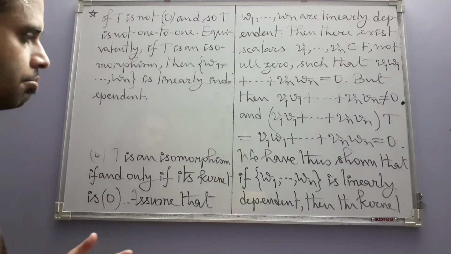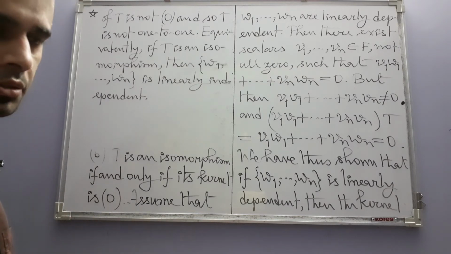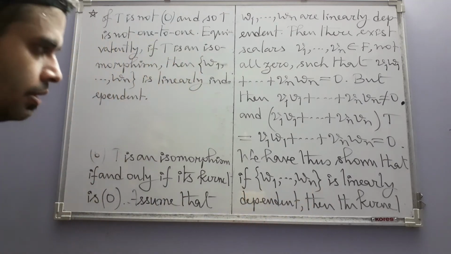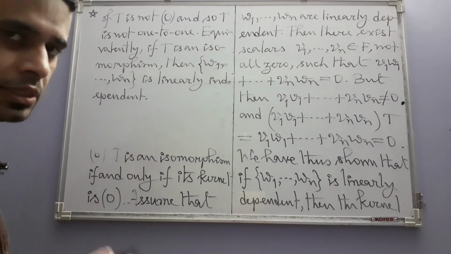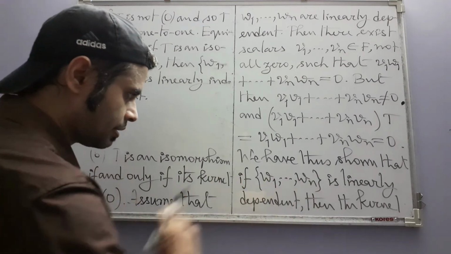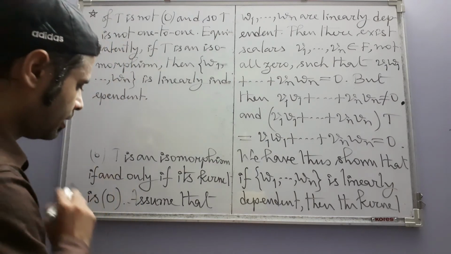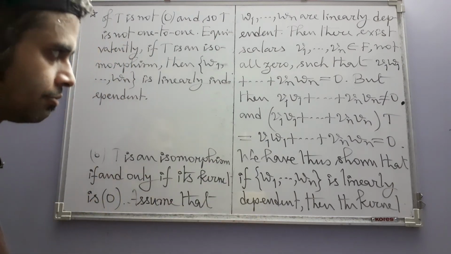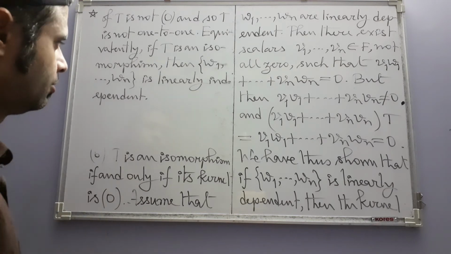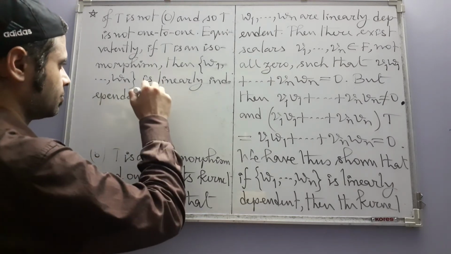And you can prove that the converse is also true, that when these are linearly independent, then T has to be an isomorphism, which is in fact rather easy. You just assume that they are linearly independent. You take any vector in the kernel of T, you will see that that vector has to be 0. That part I leave to you.